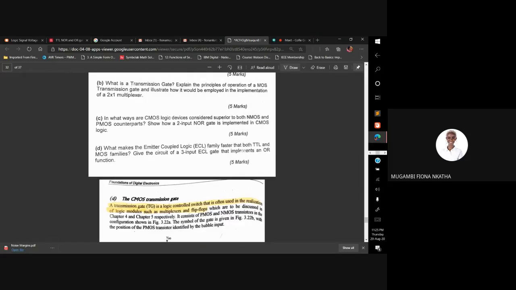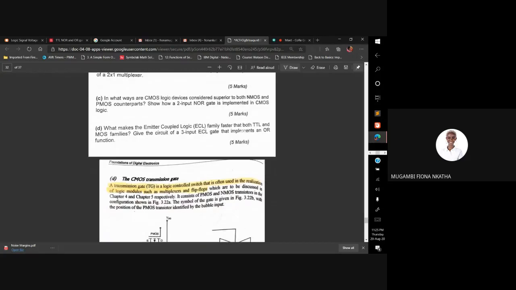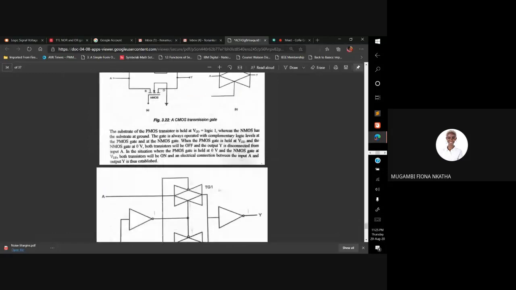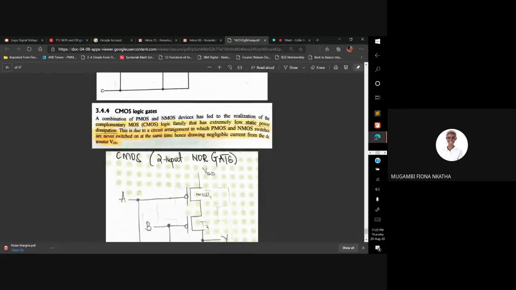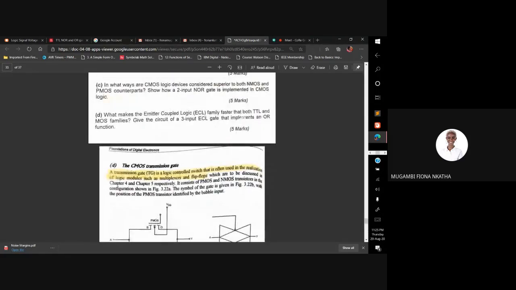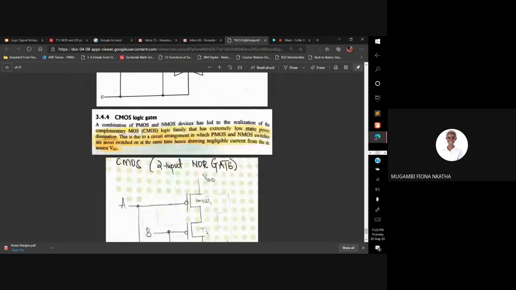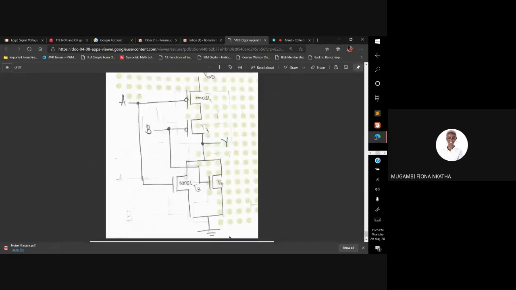In what ways are CMOS logic devices considered superior to both NMOS and PMOS counterparts? That's because CMOS has low static power dissipation because of the arrangement. PMOS and NMOS cannot be on at the same time, so there's negligible current; a very small current is drawn. Then they ask you to show how a 2-input NOR gate for CMOS is implemented, and it's here. I won't go into it very much.